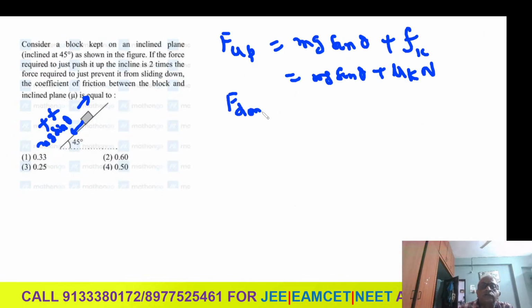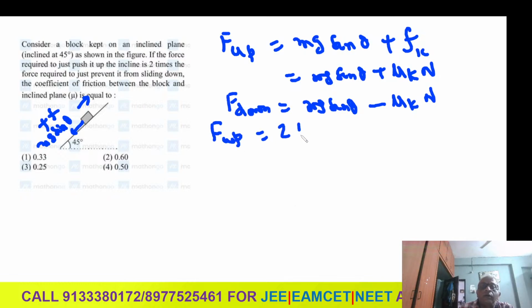Going up is 2 times going down. The downward force is mg sin theta minus mu k N. He is telling that the force F upward, required to just push it up, is 2 times the force required to prevent sliding down. To prevent sliding means that much force you have to give. So the upward force is 2 times the downward force. If you don't give this much force, it will slip.